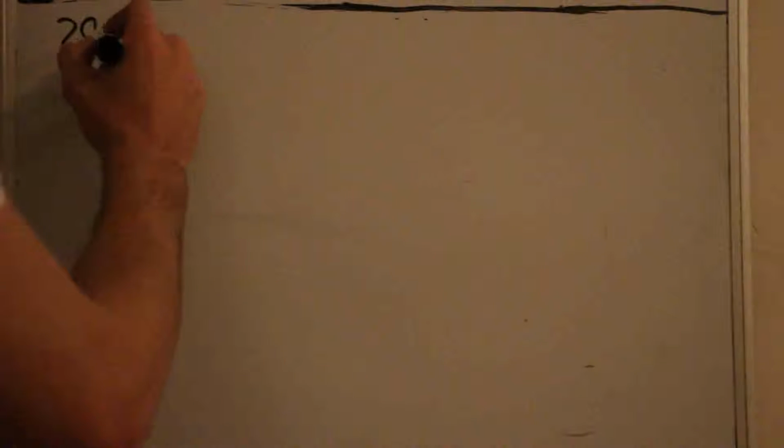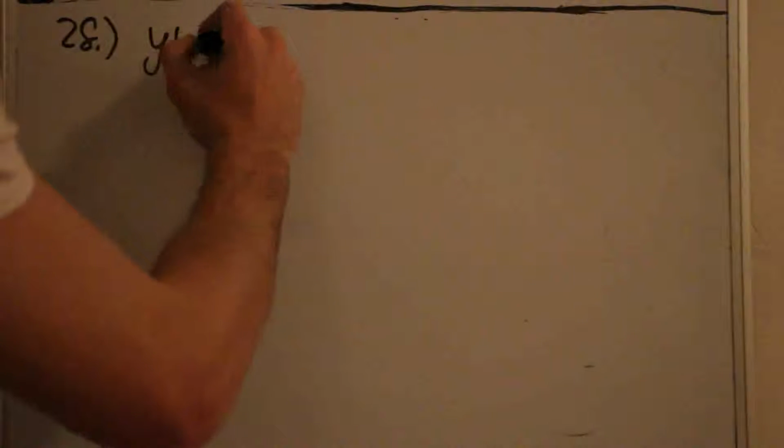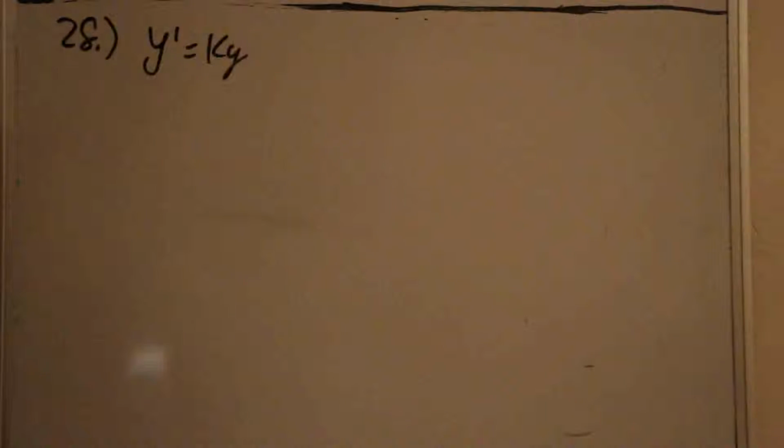Okay, number 28. Now, this is a long word problem. At any time t is greater than or equal to 0 days, the rate of growth of a bacterial population is y prime equals ky, where y is the number of bacteria present and k is a constant. The initial population is 1,500 and the population is quadrupled during the first 2 days. By what factor will the population have increased during the first 3 days?